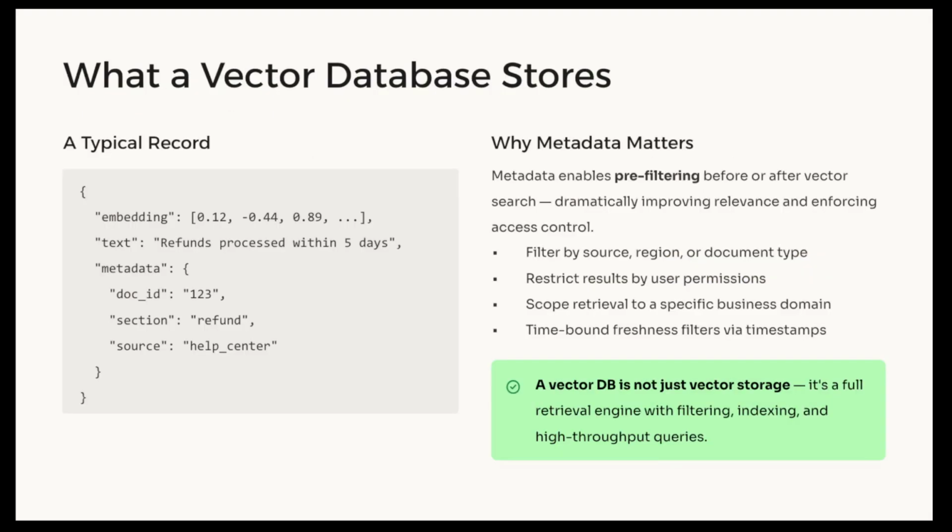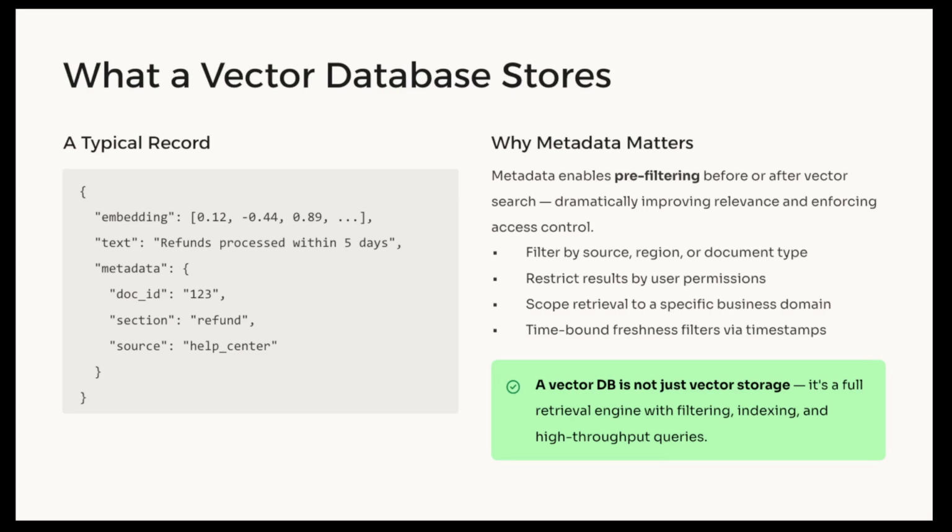What is a vector database? A vector database is a database optimized for storing and searching vectors. It usually stores 3 things: the embedding vector, the original text chunk, and metadata. For example, one record may contain an embedding, the text, "Refunds are processed within 5 days," and metadata such as document ID, section, and source.